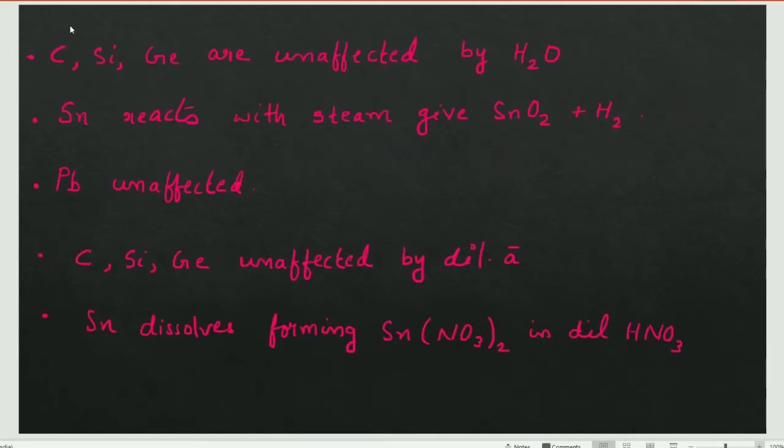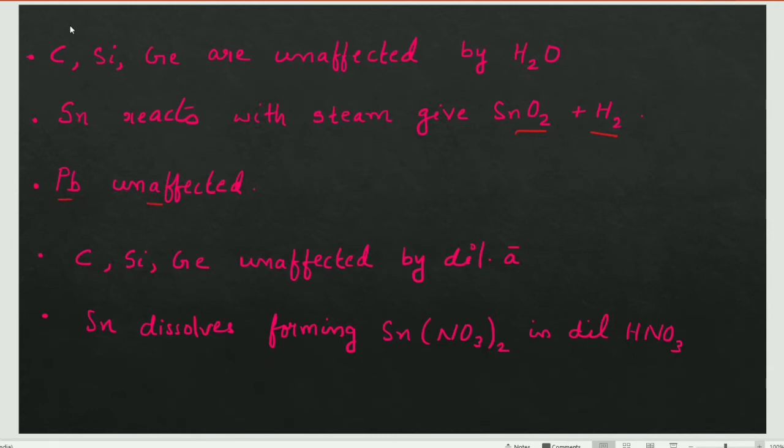In previous videos about other group elements, we discussed the reaction with water to form hydroxides. Now carbon, silicon, germanium are unaffected by water. They don't give any reaction with water. But tin reacts with steam giving SnO2, tin oxide, and hydrogen. Lead is unaffected. So carbon, silicon, germanium and lead are unaffected, but tin reacts with steam to give SnO2 plus H2.